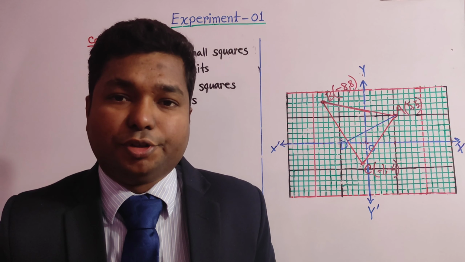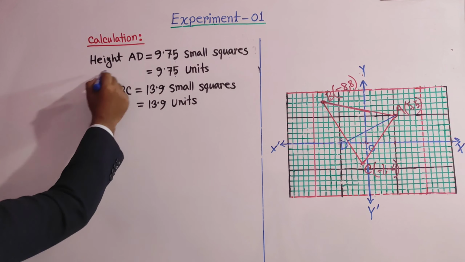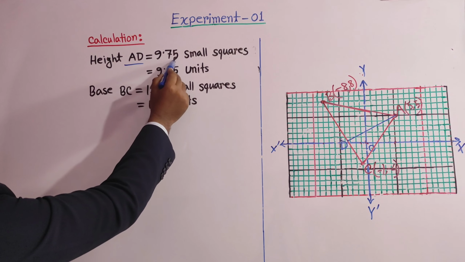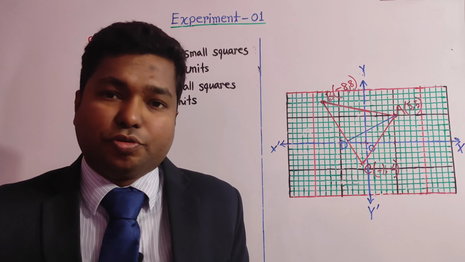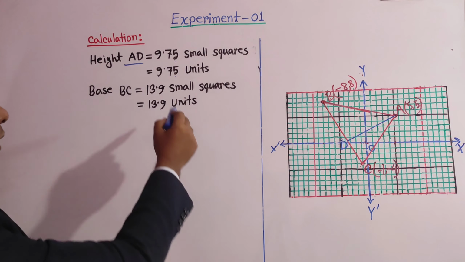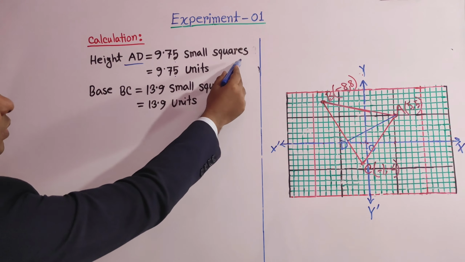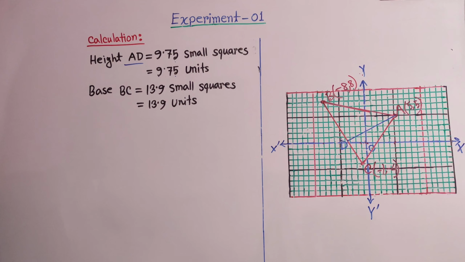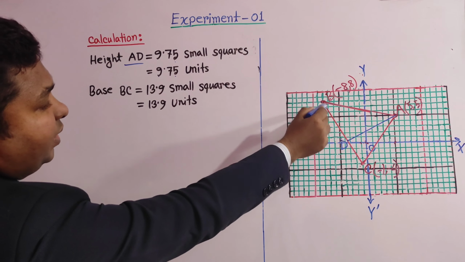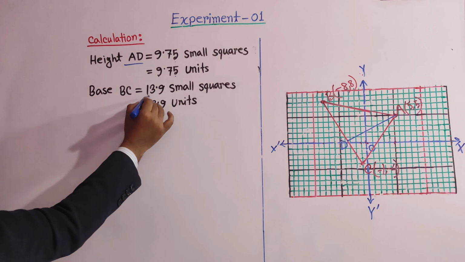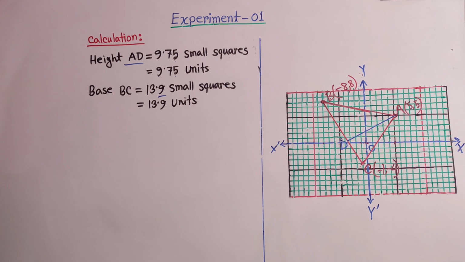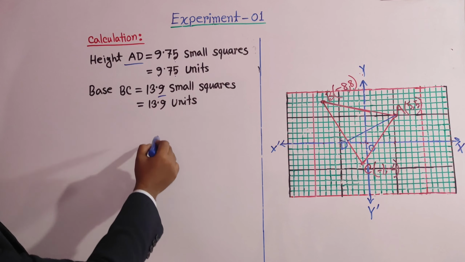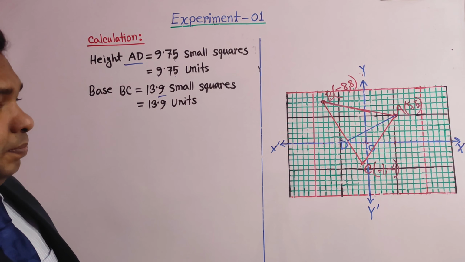Our next step, calculation. From the graph paper, we get height AD equal to 9.75 small squares. Here we take a scale of 1 small square equal to 1 unit. So 9.75 small squares equal 9.75 units. Again, from the graph paper we get BC equal to 13.9 small squares, so 13.9 units. So here the height AD is 9.75 units and the base BC is 13.9 units.